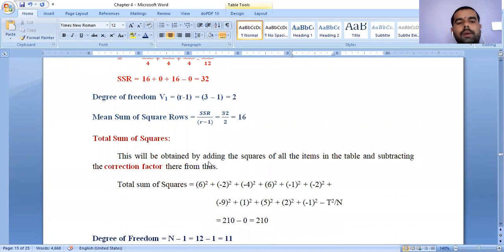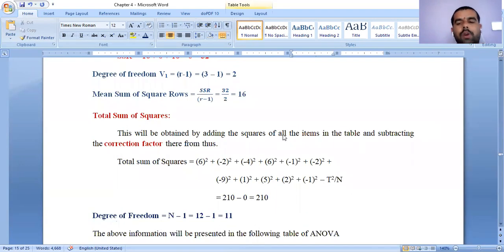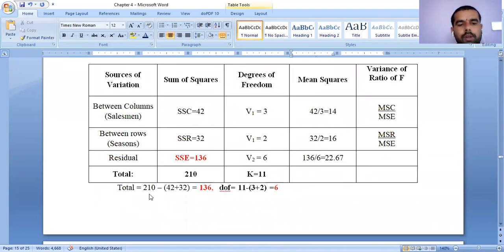Then after the total sum of squares, don't worry about the residual or error. There is a small principle. If you apply that principle, you will get the residual or error values. You observe carefully. The 210 you got from the above step is the total sum of squares. The principle is 442 plus, that is SSC plus SSR. Then you will get some value, which will be subtracted from 210. Then you will get 136, that is the SSE value. Apply the same for the degrees of freedom.